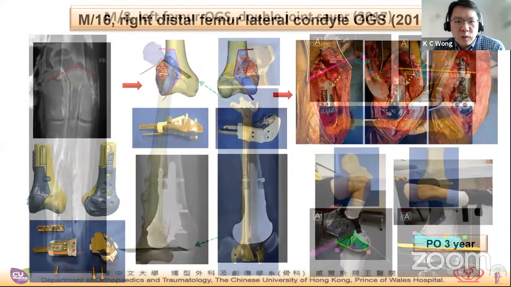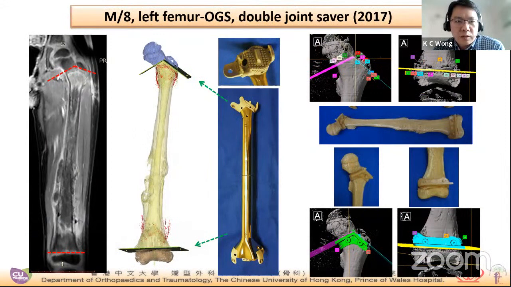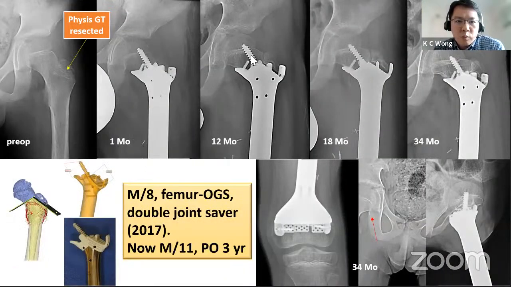Another case where we think both techniques should be used is because the seating of the guide is not certain on the proximal part and also the distal part. So we use navigation to double check the guide direction and guide position, and then we use the guide to make the cut. So we have saved the femoral head and physis, saved the other side of the scapula. We resected the greater trochanter physis. There is some deformed growth around here, but the patient is still okay at the moment.